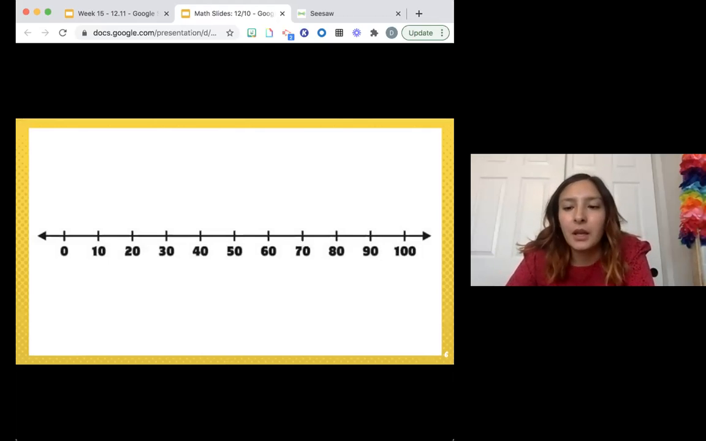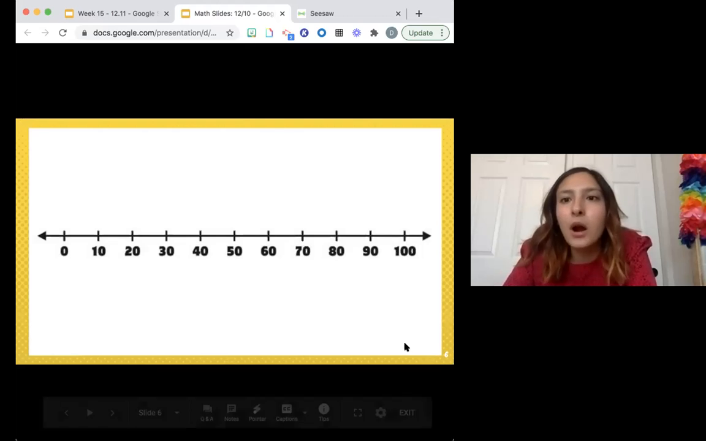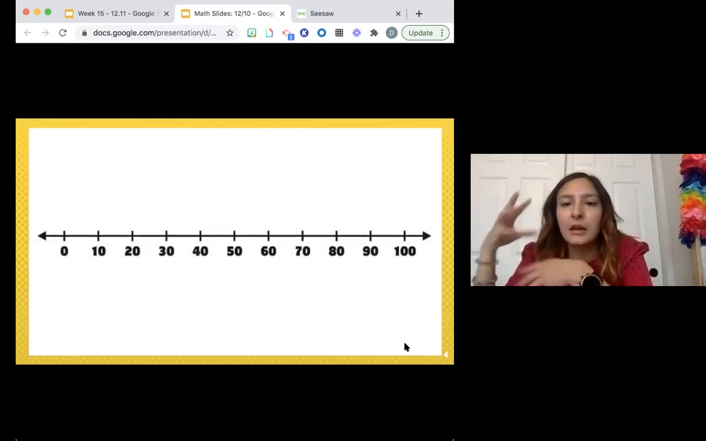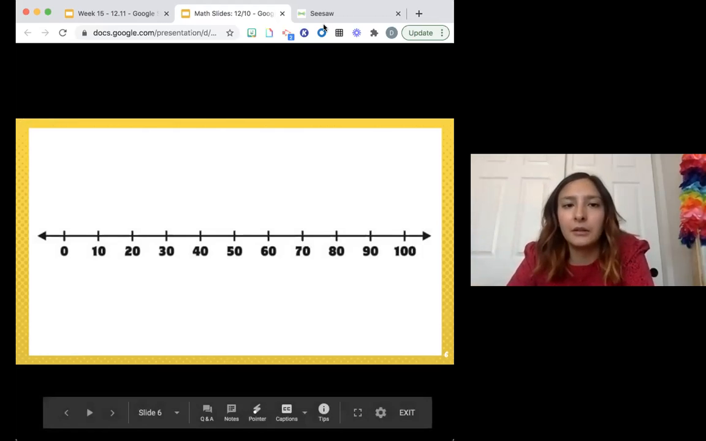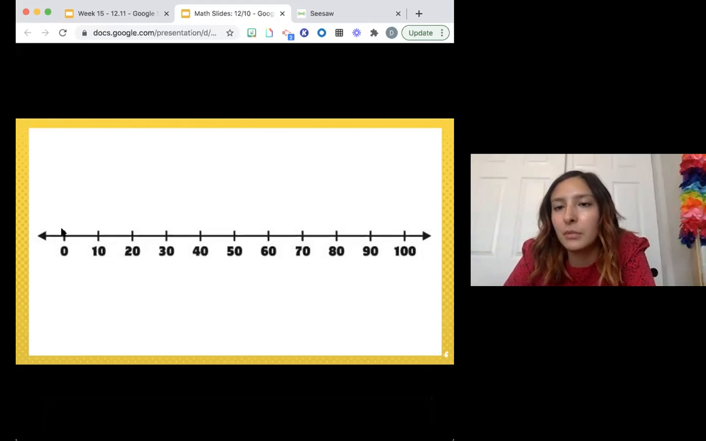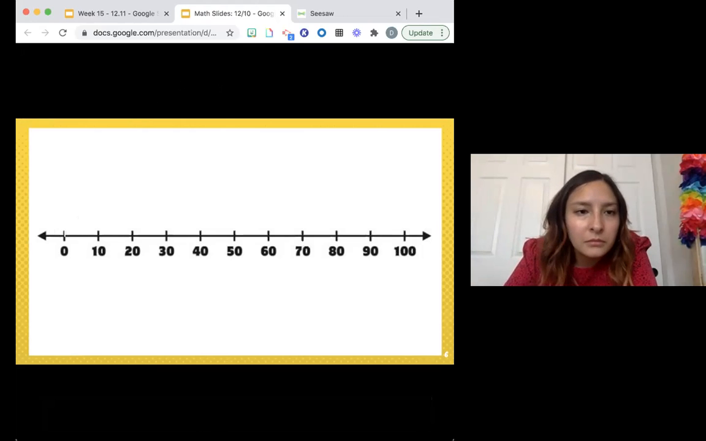All right, now let's go ahead and warm up our brains before we begin. So we want to warm up our brains by thinking about tens, okay? So let's go ahead and we're going to count by tens together on the number line. We're going to count forwards. Are you guys ready? Count with me. Start at 0.